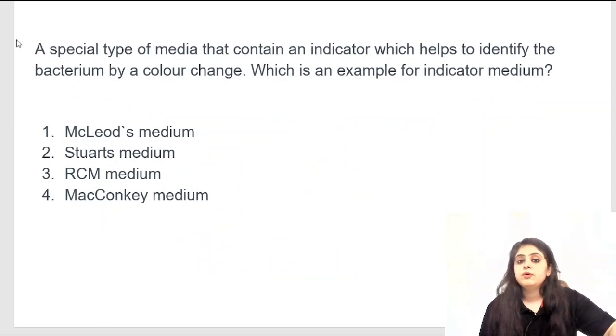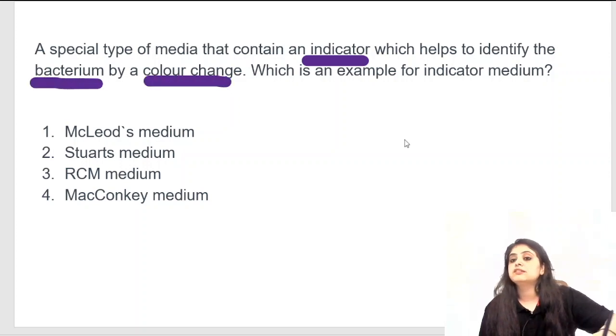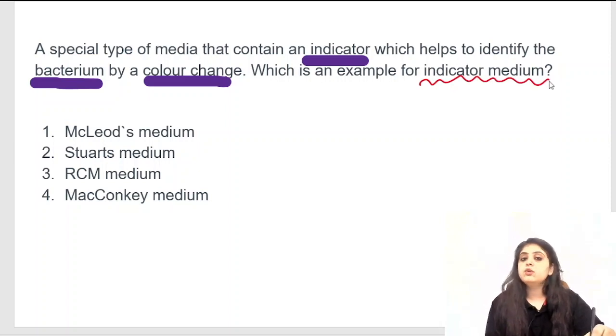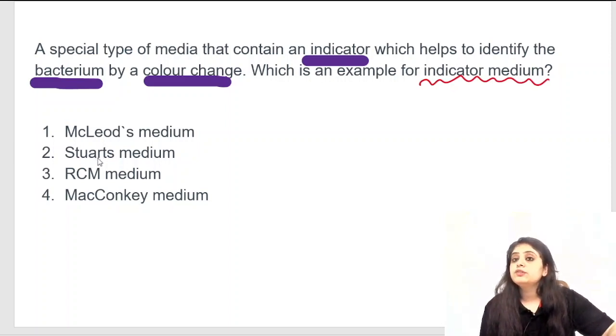A special type of media that contains an indicator which helps to identify the bacteria by a color change. Some indicator which helps to identify bacteria by a color change. So basically they're wanting to ask you which of the following is an example of an indicator media. So let's go one by one. What do you know about Stuart's media?